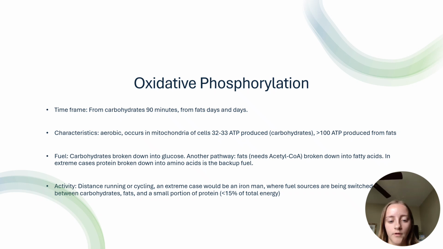And then this would be used for activities such as endurance running or cycling. An extreme case where proteins broken down into amino acids may also come into play would be an Ironman, where people are exercising for hours and hours on end, sometimes hours to days. That would be an extreme case where carbohydrates, fats, and then proteins as a last resort would be broken down, and proteins would contribute less than 15% of the total energy.